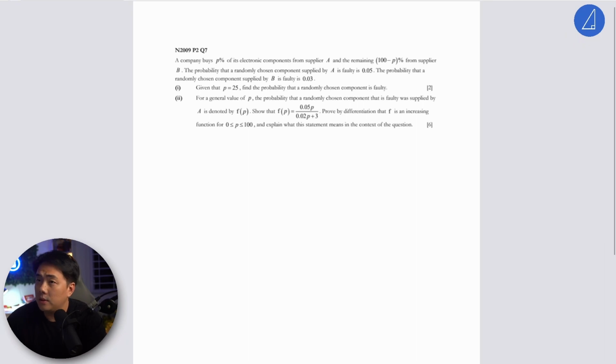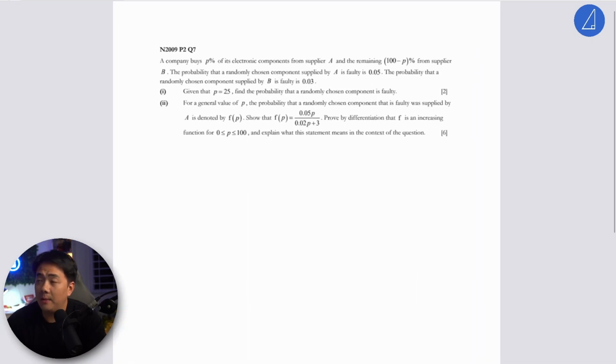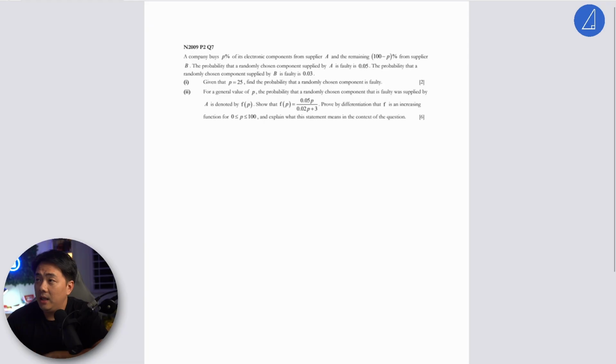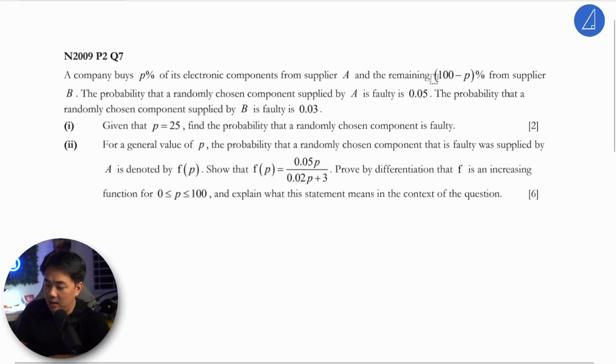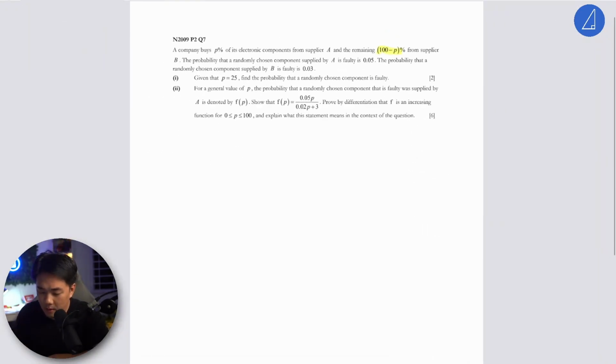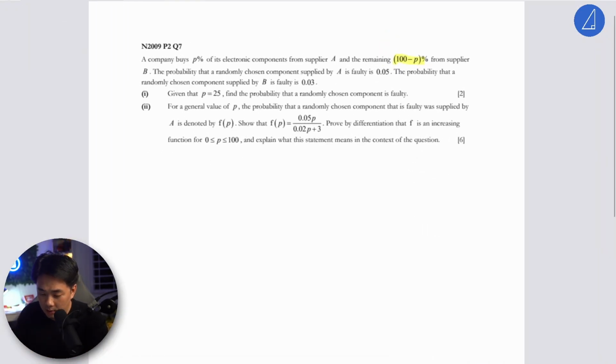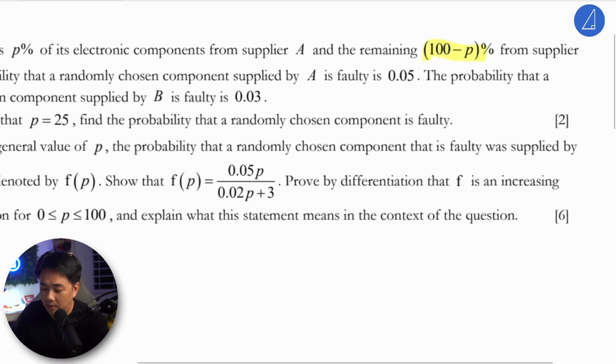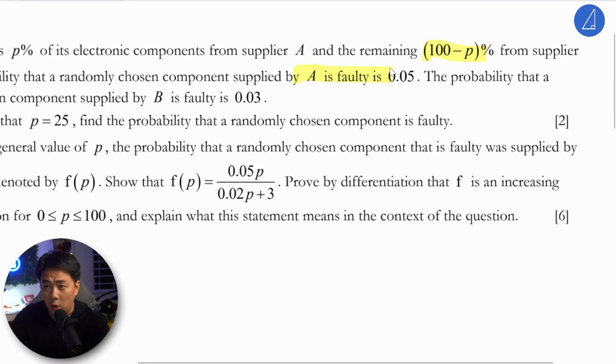Alright, so let's look at this question, which was taken from the year 2009, paper 2, question 7. A company buys P% of its electronic components from supplier A and the remaining from supplier B. Okay, 100 minus P% just means either you're A or you're B. I'm going to name the two events here. The probability that a randomly chosen component supplied by A is faulty is 0.05. So it's either you're faulty or not, or your component is from A or not. Not being from A means it's B.